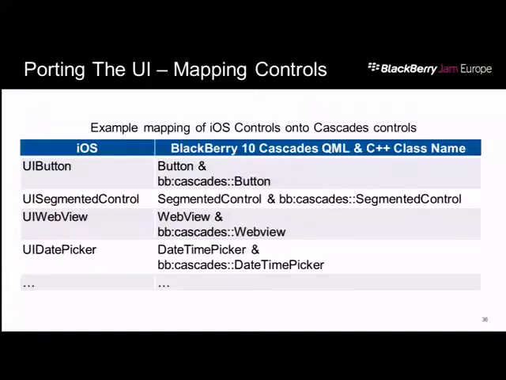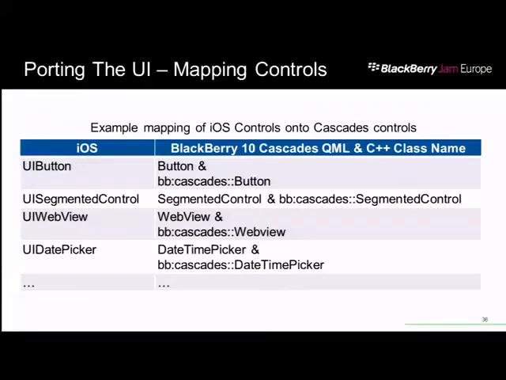Okay, what about from a kind of class point of view? Well, within BlackBerry 10, as well as being able to drag and drop controls in Momentix, you can also render UI controls dynamically. So this shows you an example of equivalent classes between iOS and BlackBerry 10. You've got, for example, a UI button class, and within Cascades, you've got a button class, and so on. You get it, right?